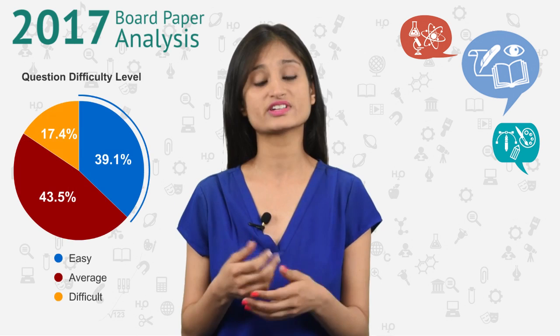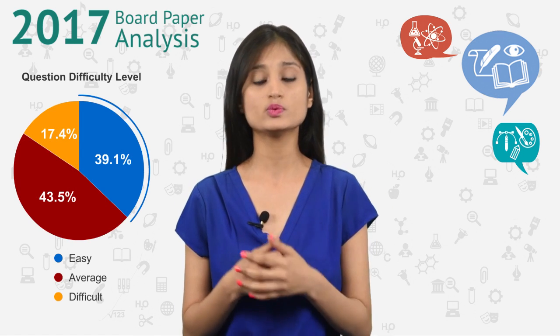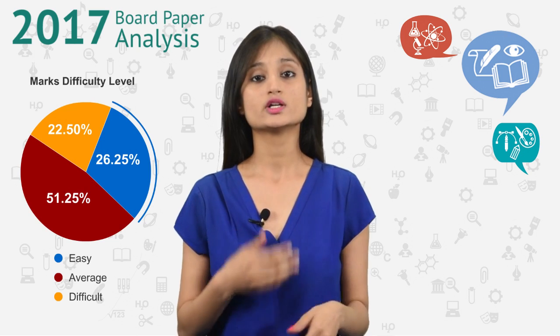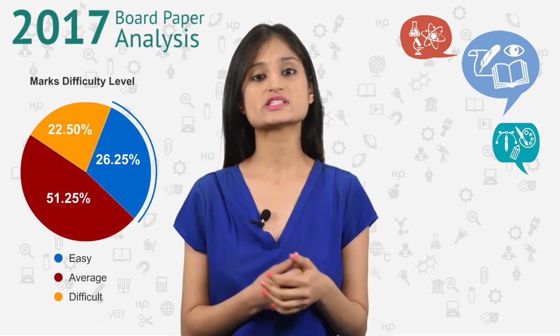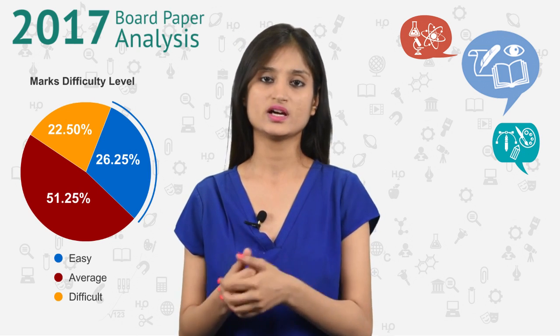If you talk about the difficulty level of the paper, then out of total 23 questions, 9 were easy, 10 were average and 4 were difficult. Talking about the marking wise, overall 26% of the paper was easy and direct. More than 50% of the paper was average and around 22% of the paper was difficult.